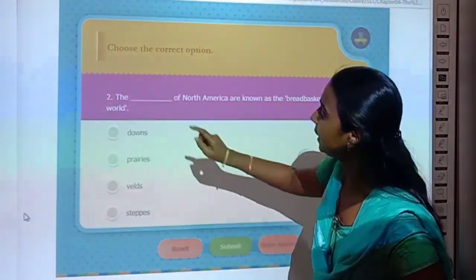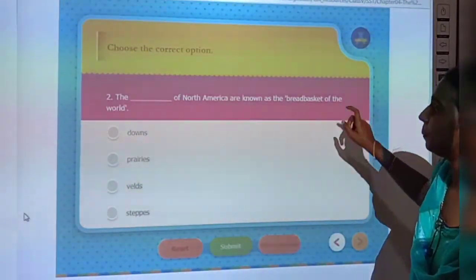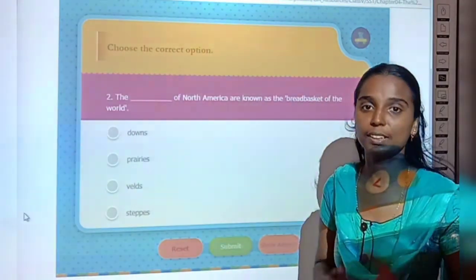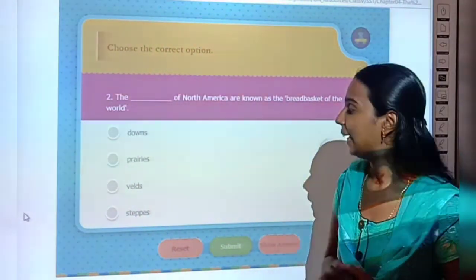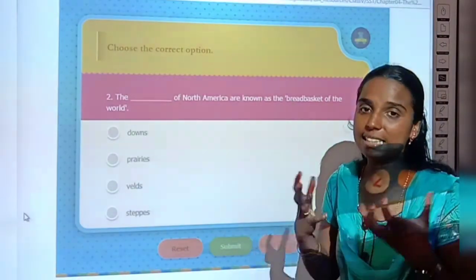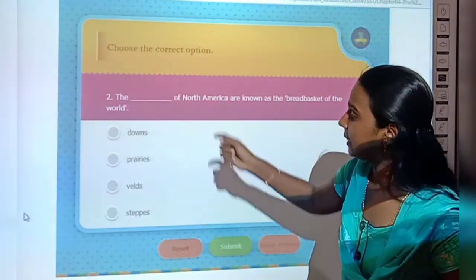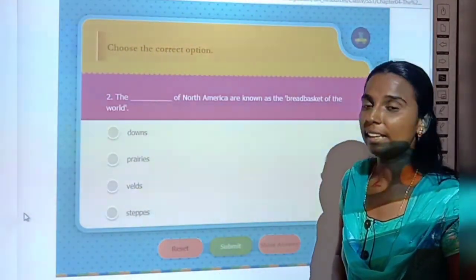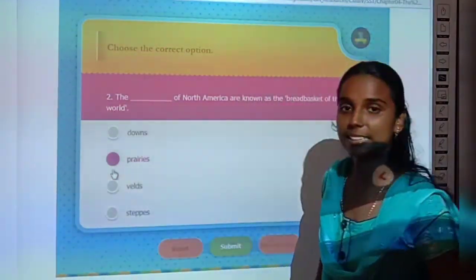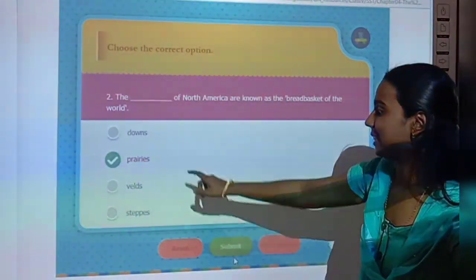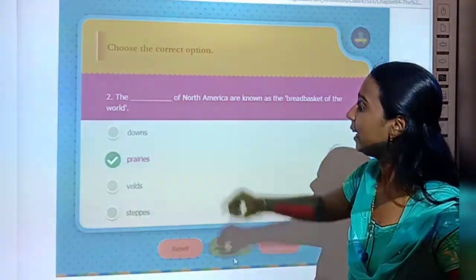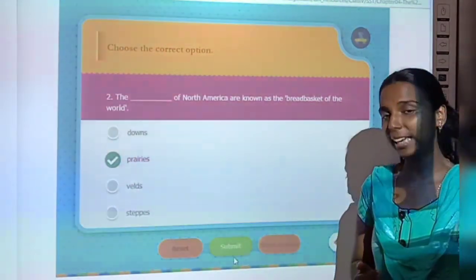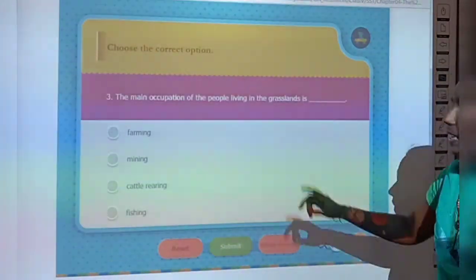Yes, now see the second question. The dash of North America are known as the breadbasket of the world. Do you have any idea? Yes, Amy? We have seen, right, in which grasslands we can produce more wheat. See, it is in downs, prairies, vales or steppes. Which is the correct answer? Yes, prairies, right? Shall we check our answer now? Yes, very good. So, prairies is the right answer, okay? So, the prairies of North America are known as the breadbasket of the world, okay?